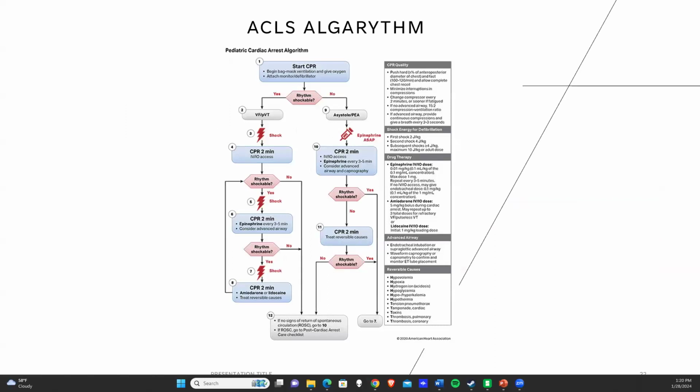So this is the algorithm that I talked about. And if you look here, not to really go into it too much, but you do start with CPR. And then once you actually analyze the rhythm, you're figuring out whether it's ventricular fibrillation or ventricular tachycardia. And those are your two shockable rhythms, as well as non-shockable rhythms, asystole and PEA, or pulseless electrical activity.